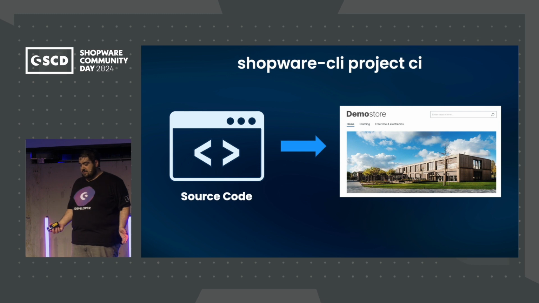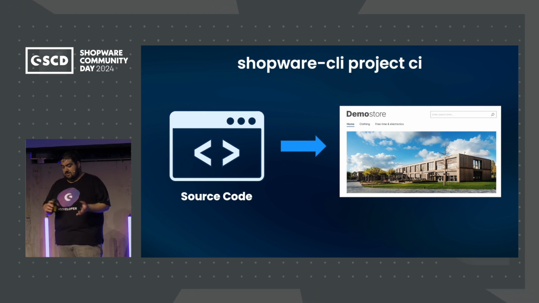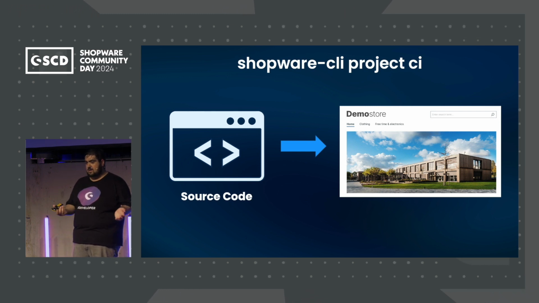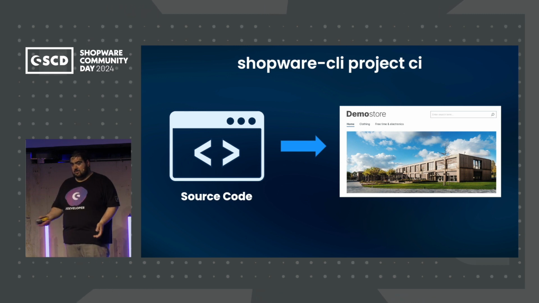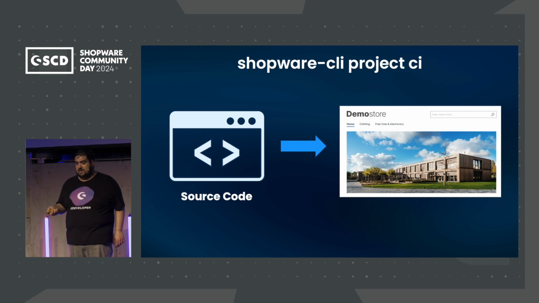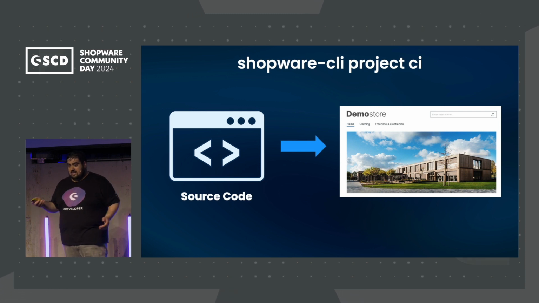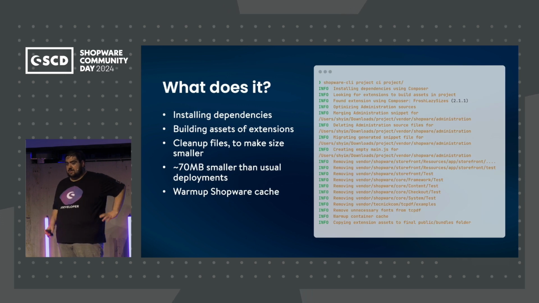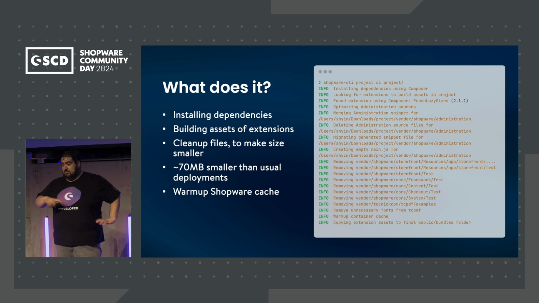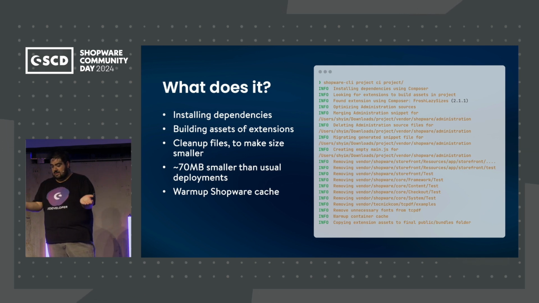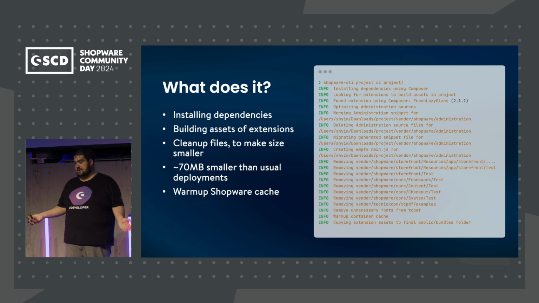So what we have is, we have our source code, like Git base, our GitHub repository, GitLab, and so on. And we want to get there to have a running online shop. And exactly for that use case, we have Shopware-cli project CI. It's a little bit magic, but you can run that after you cloned your project, and it installs all composer dependencies.